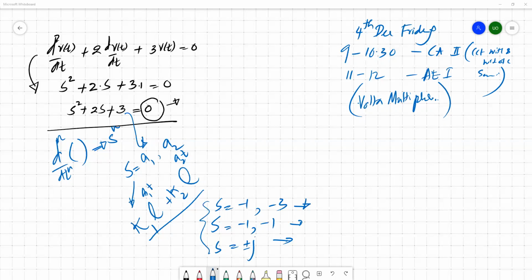Slide number 20 in the first order circuit. Hope it's clear. Any questions? Do you have anything to clarify?